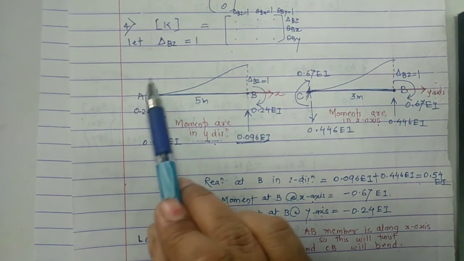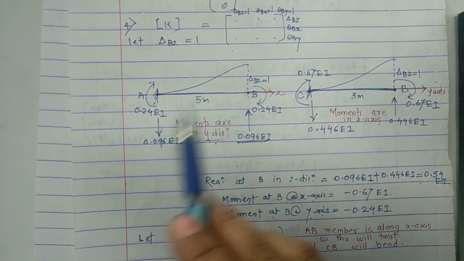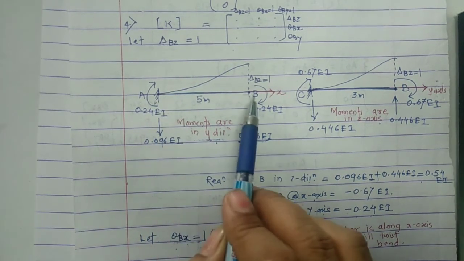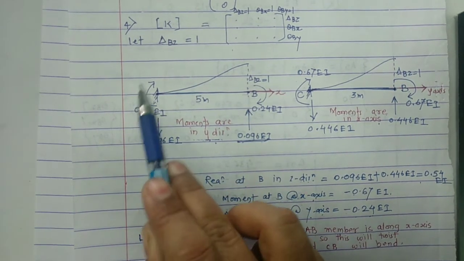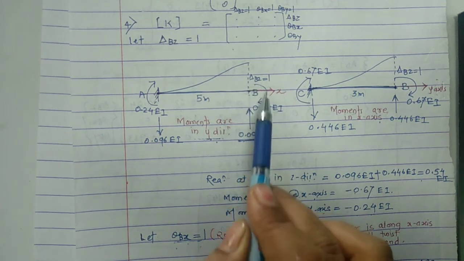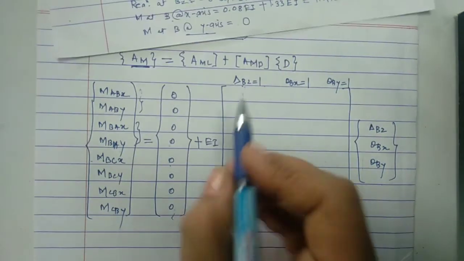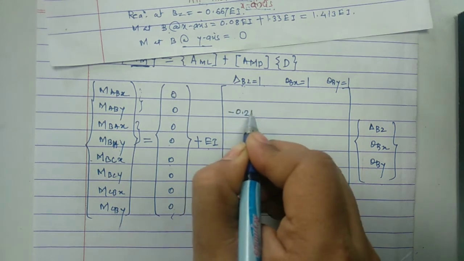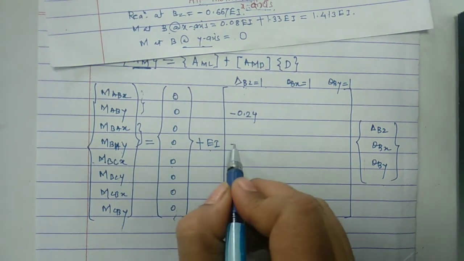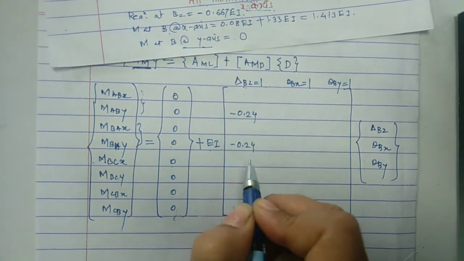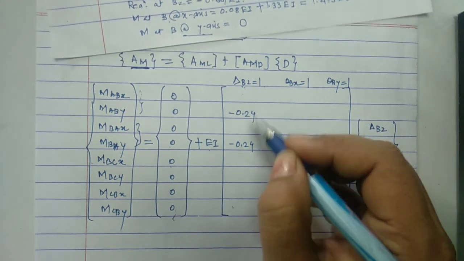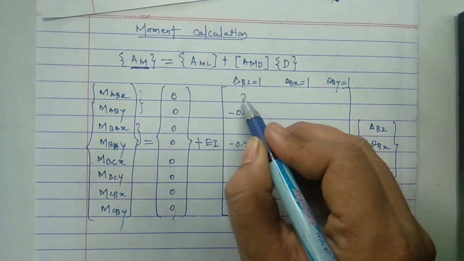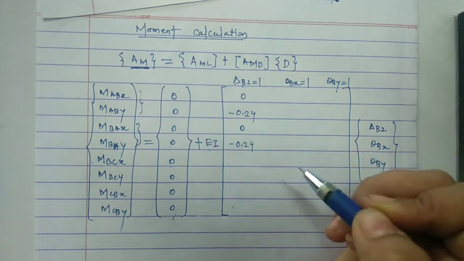Clockwise 0.24 EI, clockwise 0.24 EI. So right here these 2 moments, this is ABY and this is BAY. EI is taken already outside. So this is minus 0.24 and this BAY is minus 0.24. As both moments are in Y direction, the X moments are 0.